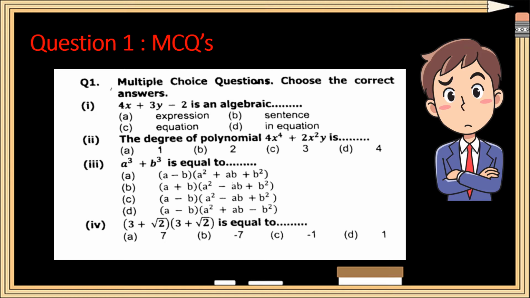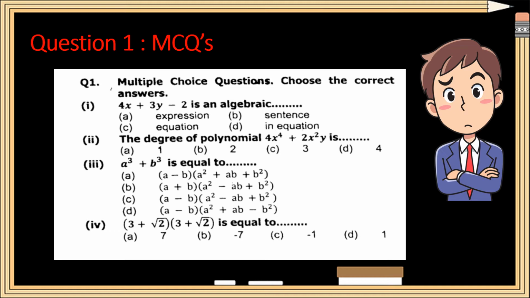So in question number 1, you have multiple choice questions. Part number 1, we have 4x plus 3y minus 2. So it is an algebraic expression, option number A. So what is a sentence? See, if I say 9 is an odd number, it will be a sentence. So what is an equation? Equation always contains an equal to sign. And what is an inequation? You must have an inequality sign, that is a greater than or less than sign.